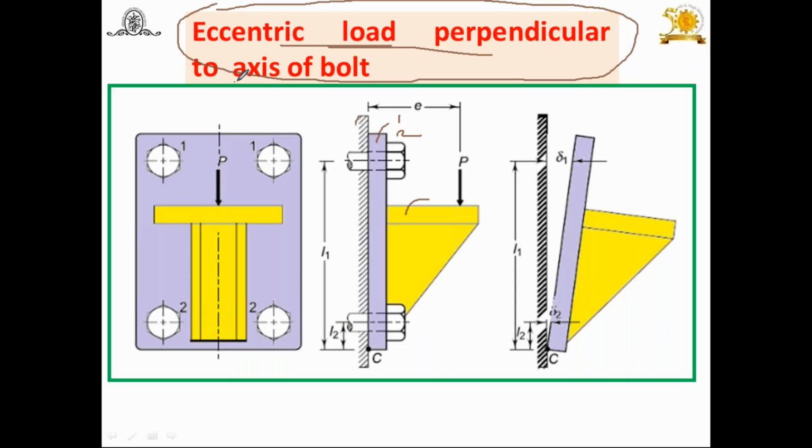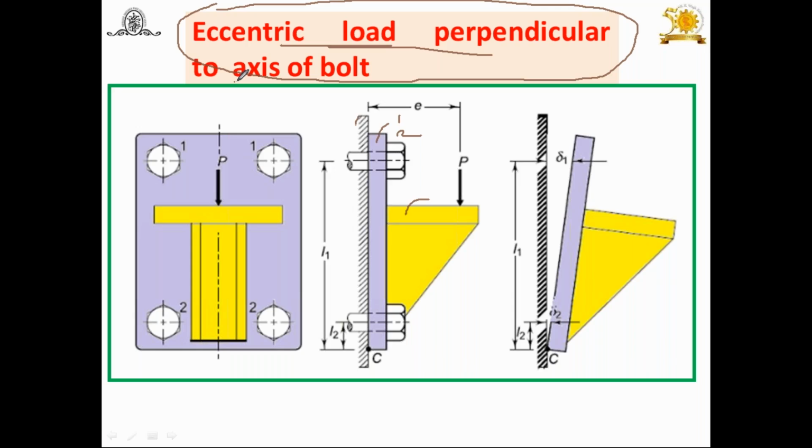Because of that, direct shear force or direct shear stresses are going to be induced in the bolt. This is one thing. And the second thing is P into e, which is a couple or a moment. When it acts, because of that, tensile stress is going to be induced in it. I will explain whether it is bending stress or tensile, and which type of stress is going to be induced in the bolt, we will see that.